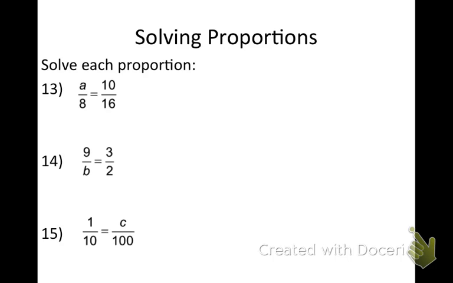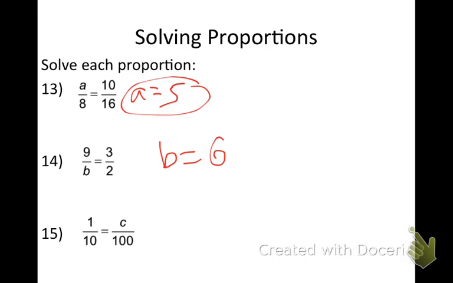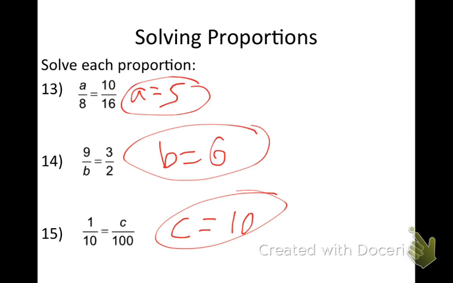Alright, number 13. What does A come out to be, Tom? A equals 5. Nice job, sir. On number 14, what's B come out to be, Frost? B equals 6. And 15, what's C come out to be, Gabe? C equals 10. There it is. Again, on those, you probably could use equivalent fractions for every one.